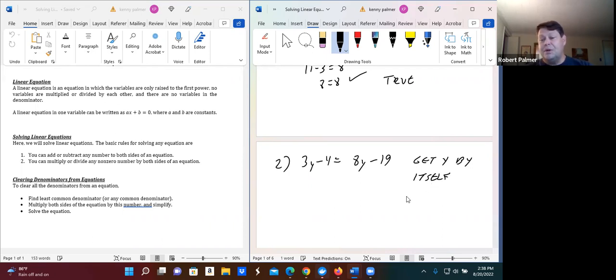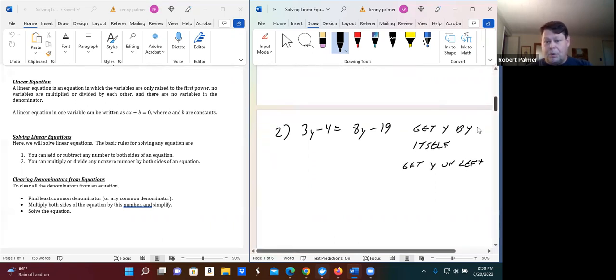And let's just choose to get y on the left. Once again, that's a choice. Also, having some error kind of flashing in my video, but just ignore that if you need to. It's not important. So if I want to get y on the left, I want everything else to the right.